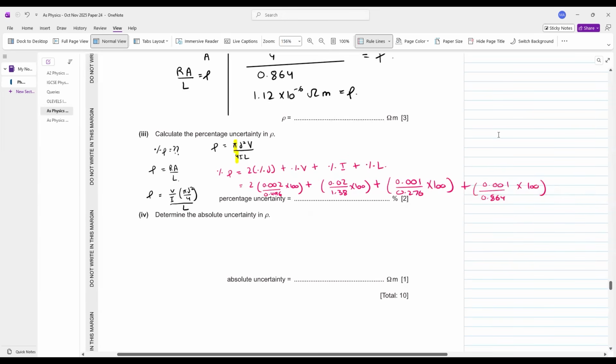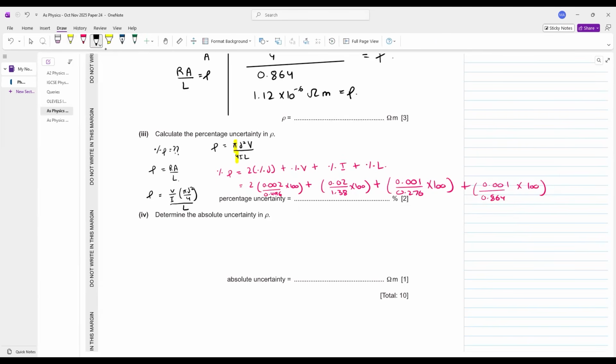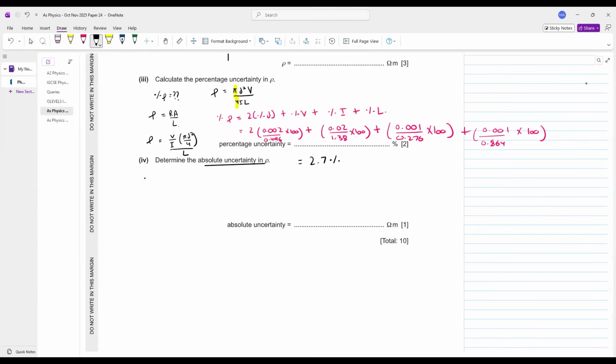Let's put it here as well. Can you sum up this entire thing? हाँ जी, percentage uncertainty in resistivity किसके equal आ रही है? The percentage uncertainty in resistivity comes out to be what? 2.7%. Simple. Now you have to calculate the absolute uncertainty in ρ. कैसे निकालेंगे? You know the percentage uncertainty in resistivity, yes? अभी निकालिए 2.7. This can be replaced by what?